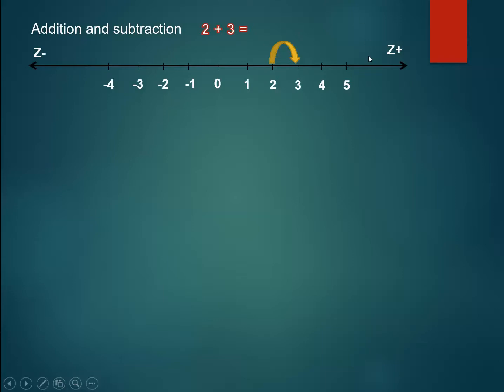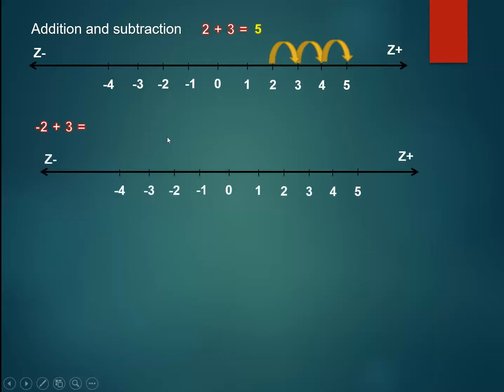In addition, we move forward. In subtraction, we move backward. So here we will move to the right: 2 plus 3 steps. 1, 2, 3, it will be 5. Negative 2 plus 3 on the number line: we will stop at negative 2 and move forward, to the right. How many steps will we move? 1, 2, 3. So the answer is 1.